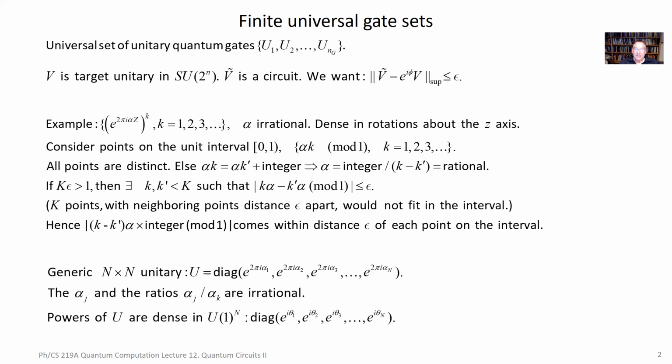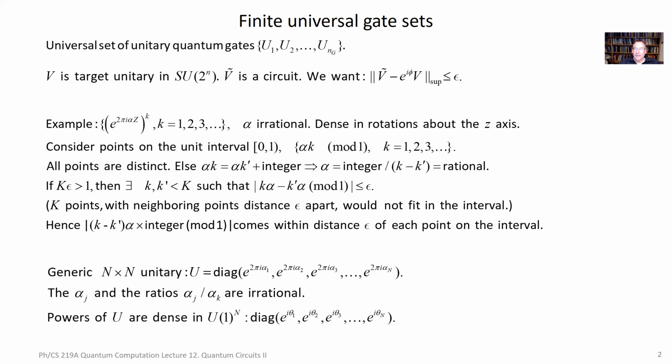So once there must be a pair of integers, both less than capital K, as long as capital K is greater than 1 over epsilon, so that k alpha and k prime alpha modulo 1 are within epsilon of one another. And now I can take (k minus k prime) alpha, and I can multiply that by some other integer. And that means I'll get a set of points on the unit interval which are successively less than epsilon apart.